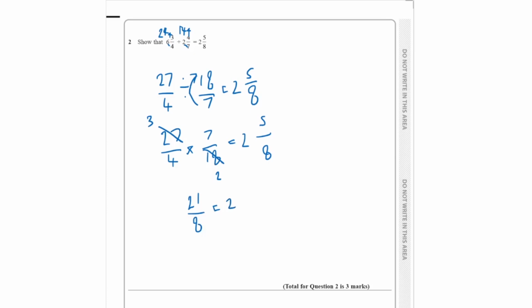It's equal to 2 5/8. And the lowest multiple of 8 that's beneath 21 is 16. 16 divided by 8 is 2. 21 minus 16 is 5. And we simply write the denominator as 8, is equal to 2 5/8. And that is our final answer.